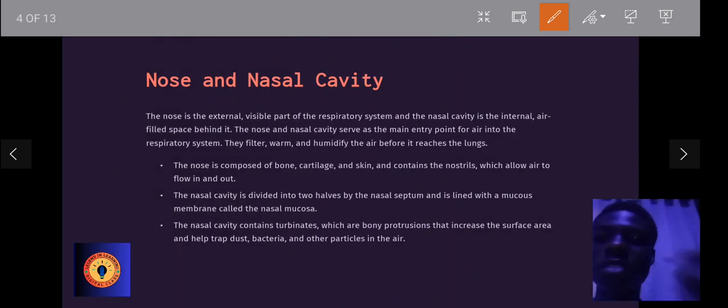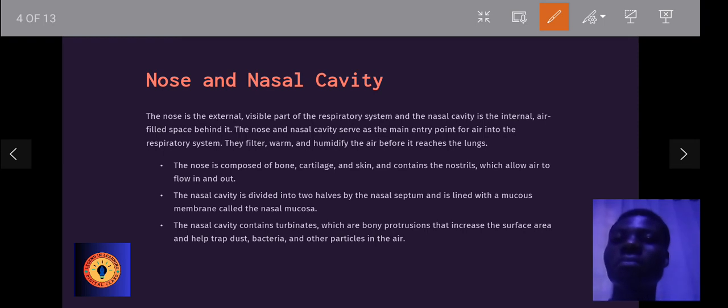We've talked about the nose and the nasal cavity. For deeper understanding, we can look at this. The nasal cavity is divided into two halves by the nasal septum. So what we see here is called the nasal septum. These nasal cavities are divided by what? The nasal septum. That's here. There's an inner bone there, which is dividing it, and the cavities are lined with a mucous membrane called the nasal mucosa.